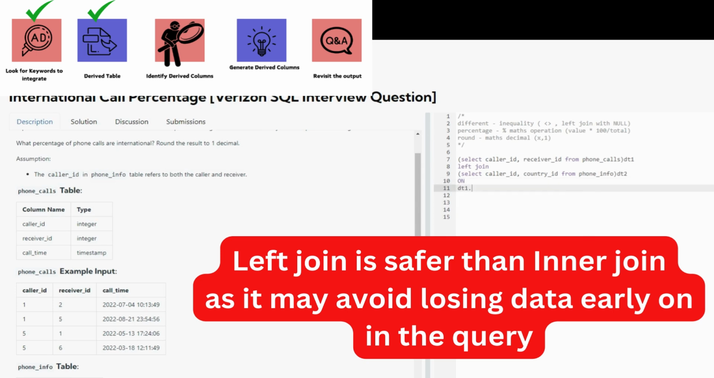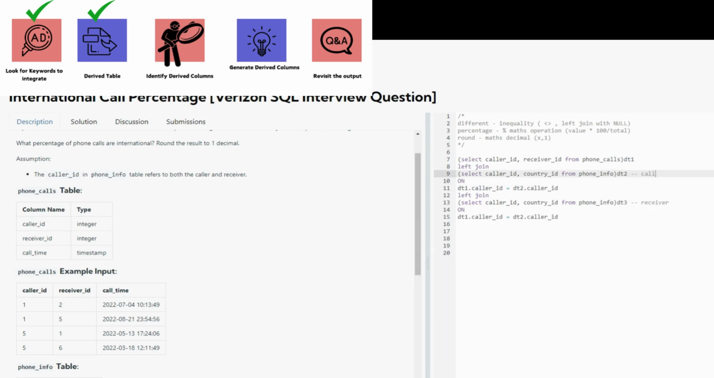dt1 dot caller id equal to dt2 dot caller id, and then we will do a similar join with dt3. dt3 actually denotes receiver and dt2 actually denotes caller. We could have created one dedicated CTE for caller with this join and then another CTE with just dt1 and dt3 join, right? We could have created it using that also, but this is also very simple, so we'll keep it like this. Here the only change will be, instead of caller ID, since dt3 represents a receiver, we will have receiver ID here.